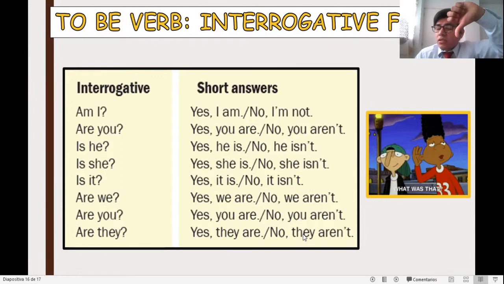Okay, so this short answer you can use when you want to answer with just a few words, when you don't want to explain a lot to someone. So repeat after me now. Yes, I am. No, I'm not. Repeat. Yes, I am. No, I'm not.